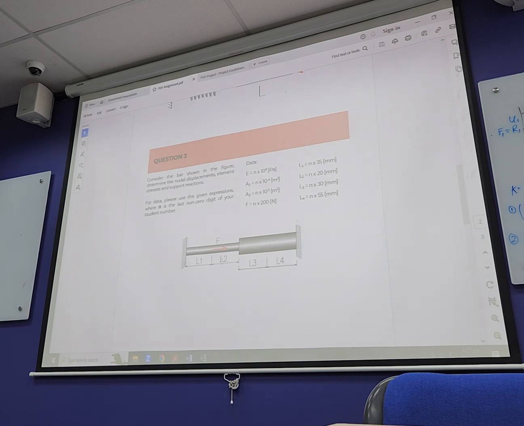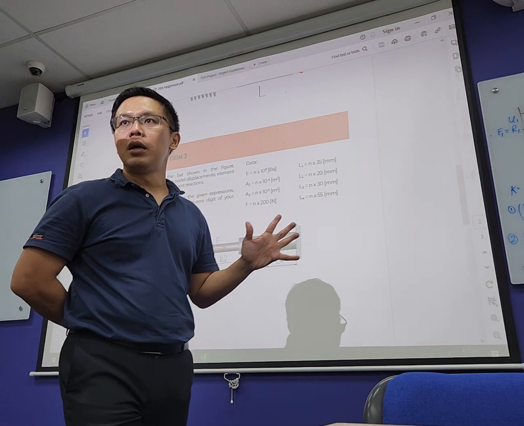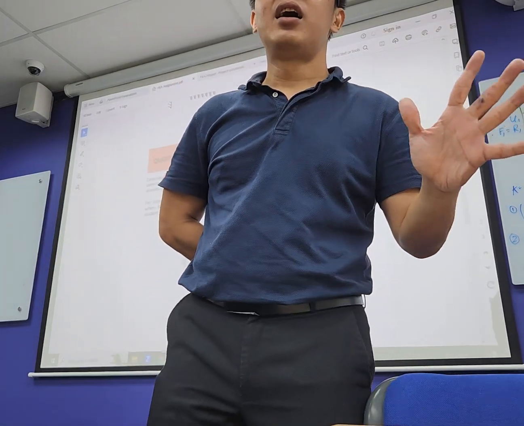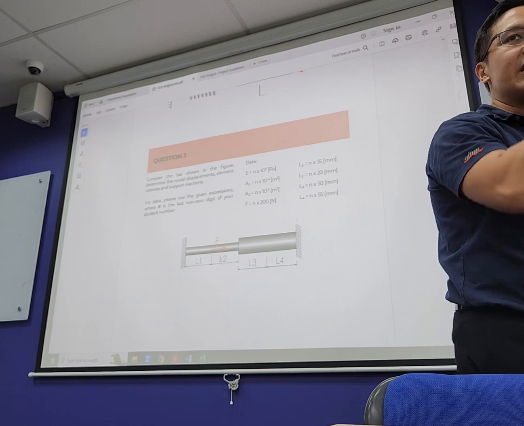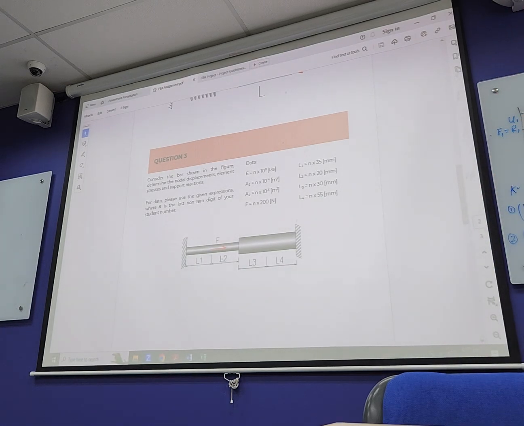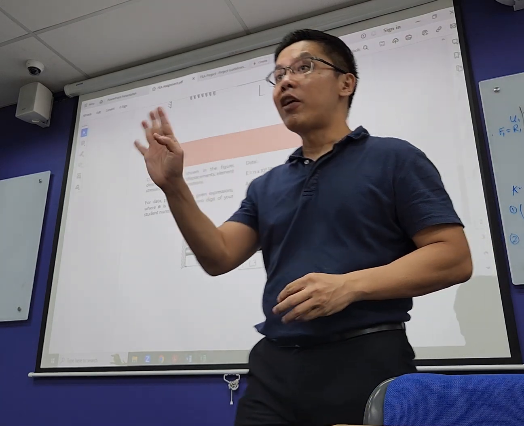Think about it. Just now we said how many nodes are there in this model? 5. That means how many U will you have there? How many F will you have there? Exactly. Each node will have, because we are doing only translation, 1 degree of freedom and 1 force, 1 external force. That's a very, very good question.